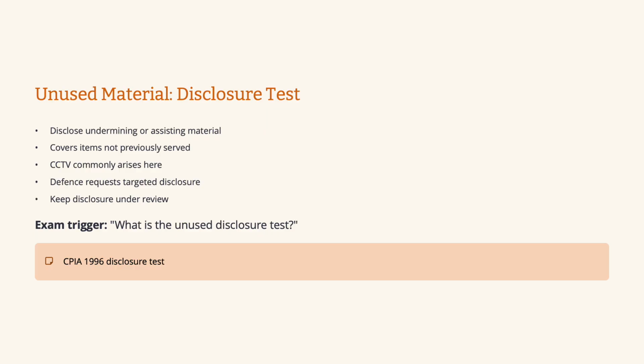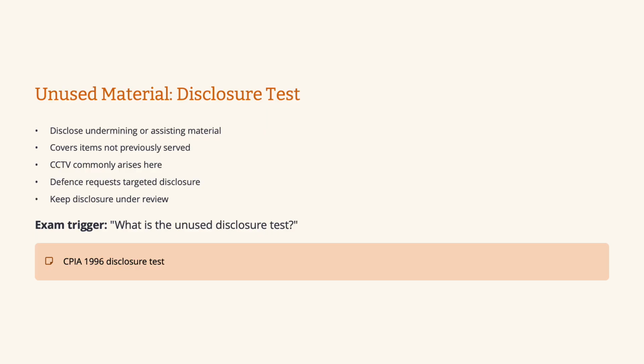The prosecution must disclose material that might reasonably be considered capable of undermining the prosecution case or assisting the defense case. This is the CPIA test, and it's applied to everything the prosecution holds. Unused material covers items not included in the used evidence: witness statements not being called, alternative CCTV angles, telephone records, social media content, medical records, and much more.